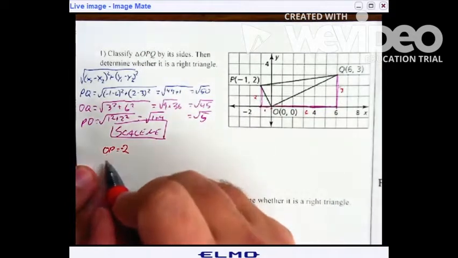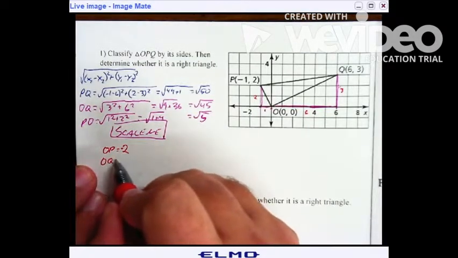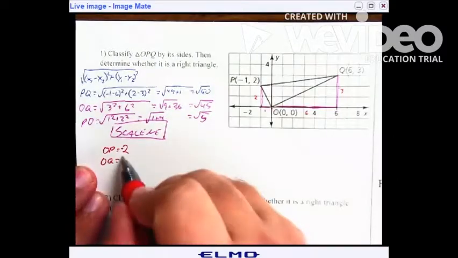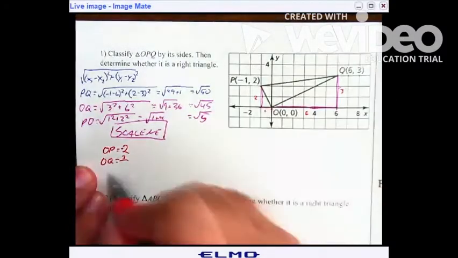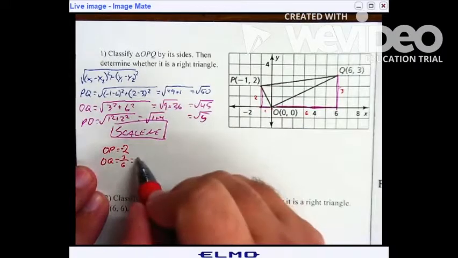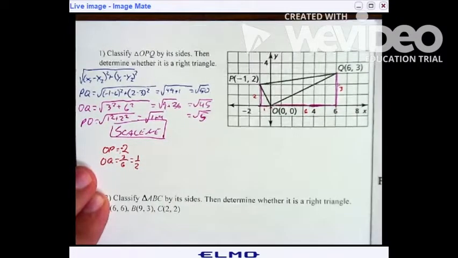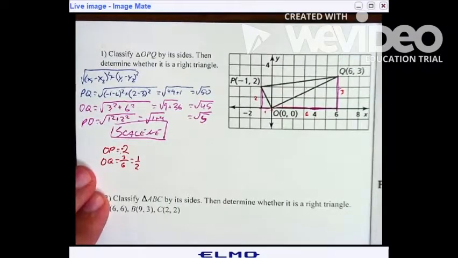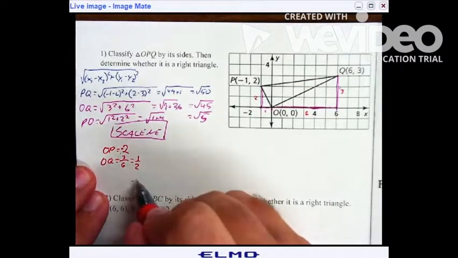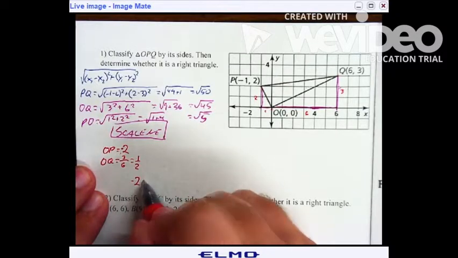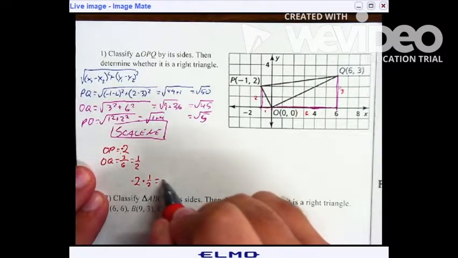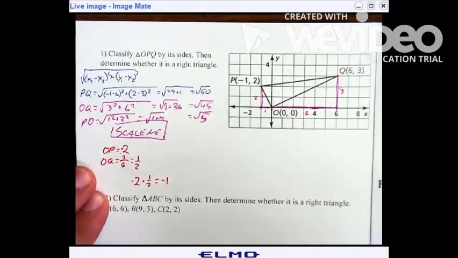Negative 2. And over here, this is for segment OQ. We're going up 3 and right 6. And that will simplify as 1/2. And our slopes, negative 2 and positive 1/2, those are opposite reciprocal slopes, which is what we need for perpendicular lines. Or if you prefer the technical definition, negative 2 times 1/2 equals negative 1. That's the technical definition of perpendicular slopes. But we see that works.